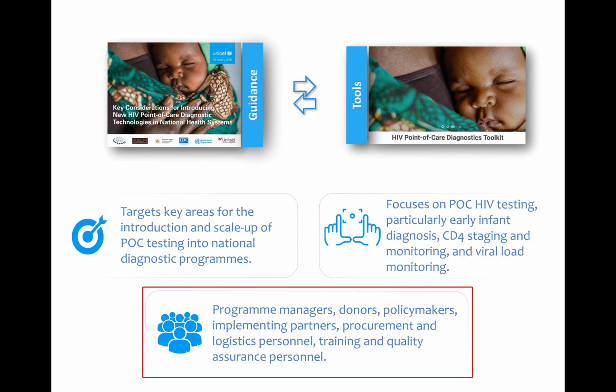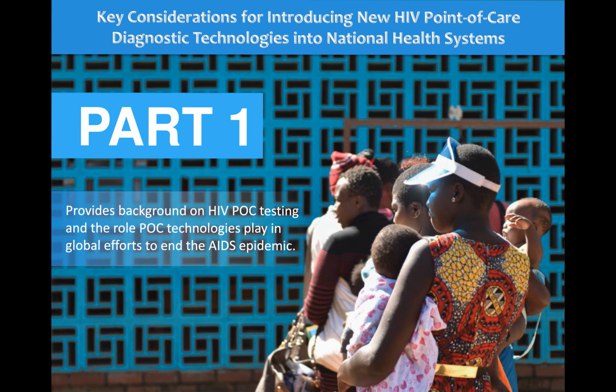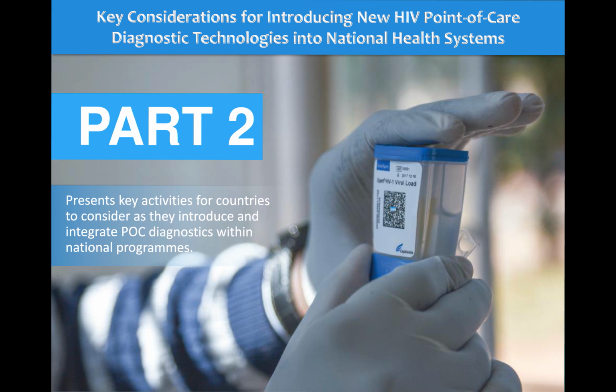It can be used by program managers, donors, policymakers, and implementing partners, as well as personnel involved in procurement and logistics, training and quality assurance. The guidance document is divided in two parts. Part 1 provides background information on HIV point-of-care testing and its potential contribution to meeting the 90-90-90 targets. Part 2 outlines the steps and key activities for introducing HIV point-of-care diagnostic testing in international programs.